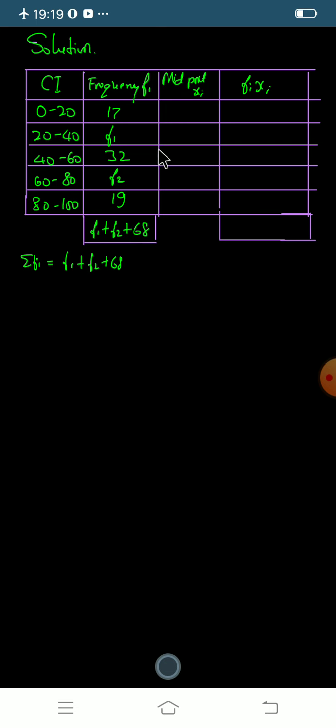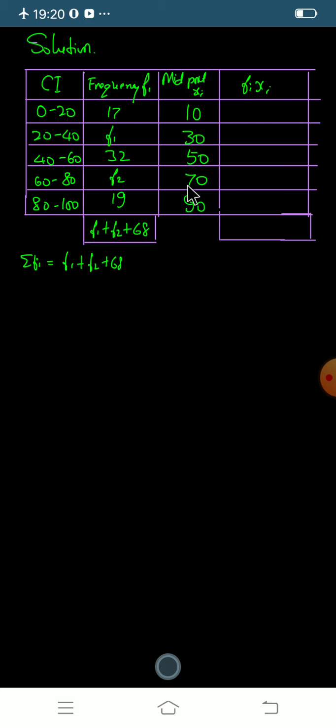Now let us find the midpoint of the class intervals. 0 to 20, that is 10. How could you find it? 0 plus 20 is 20, 20 by 2 is 10. Now 20 to 40: 40 plus 20 is 60, 60 by 2 is 30. And 40 to 60: 100 by 2 is 50. Now 60 to 80: 80 plus 60 is 140, 140 divided by 2 is 70. 180 divided by 2 is 90.